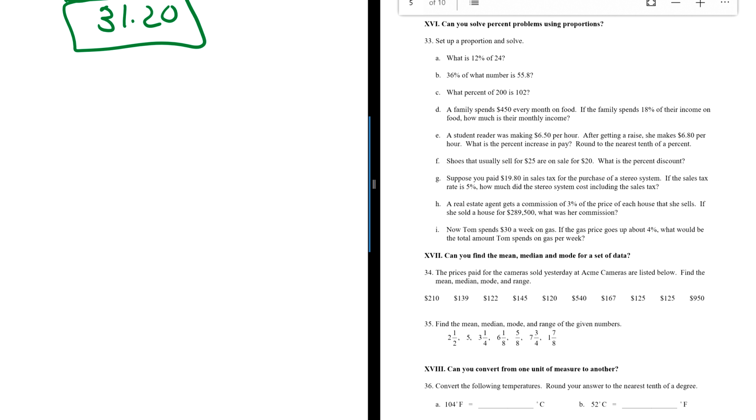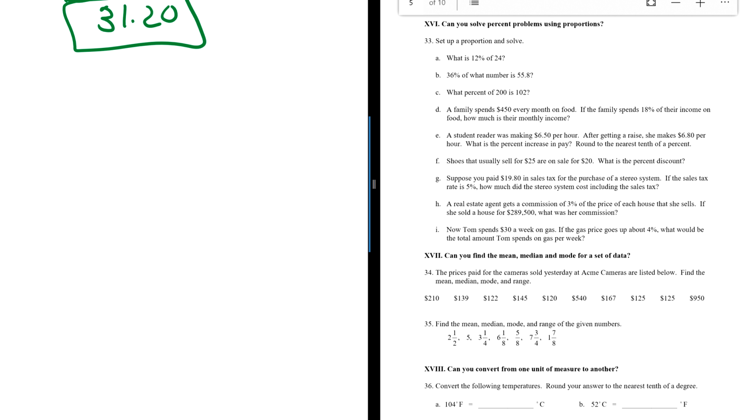You're going to add up all these numbers here. The 210, the 139, 122, 145, all the way. Add those numbers up and divide it by 1, 2, 3, 4, 5, 6, 7, 8, 9, 10. Divide it by 10. Okay? And that will give you your mean.